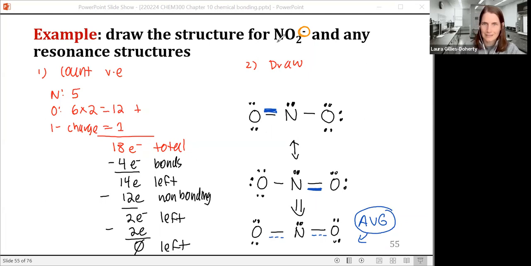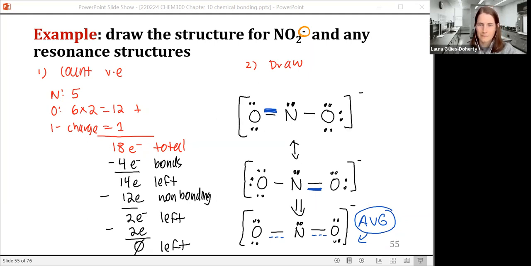And because this is an ion, when you finish drawing the structure, you always put the brackets with the charge, like so. So be aware, this happens a lot when you're placing electrons from an atom on the edge to make a double bond to give the central atom a full octet.